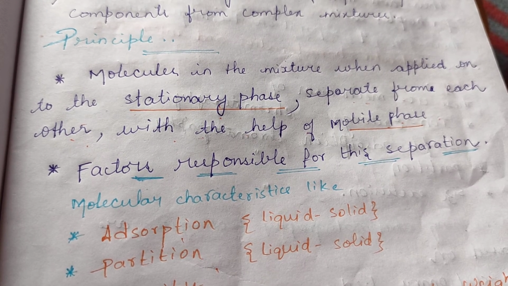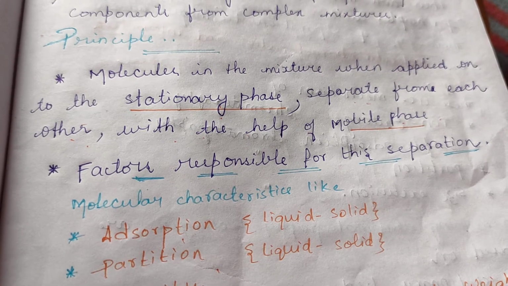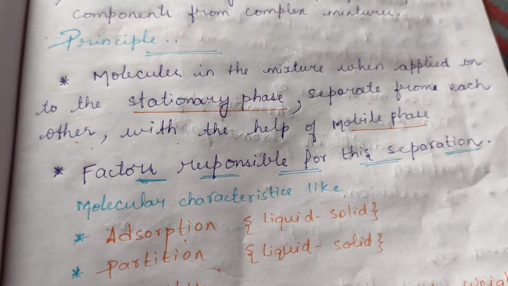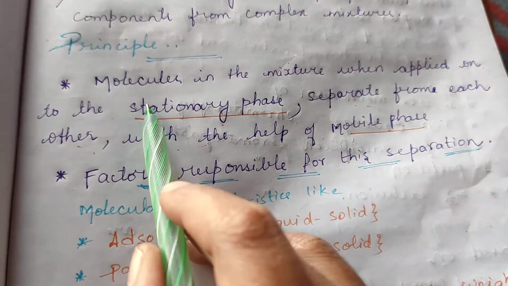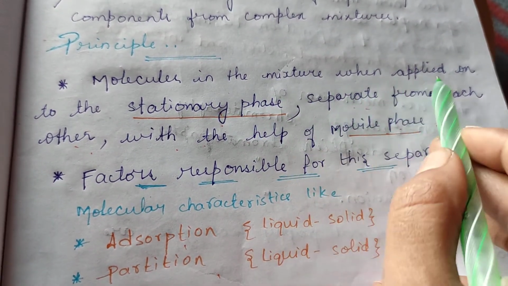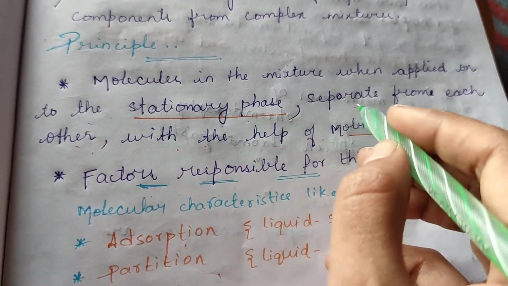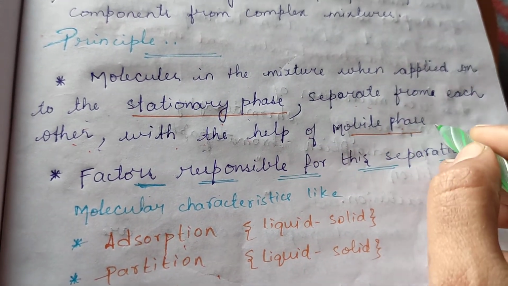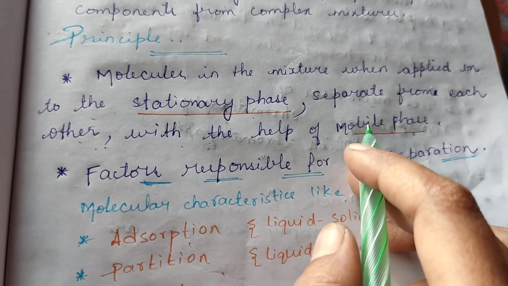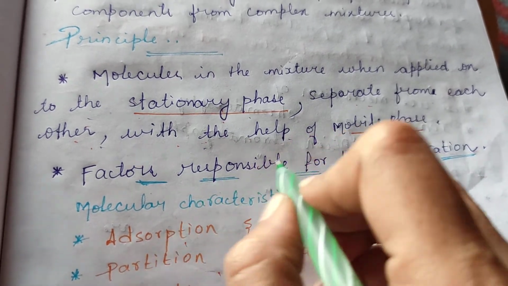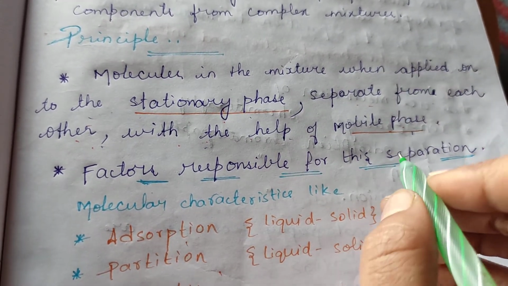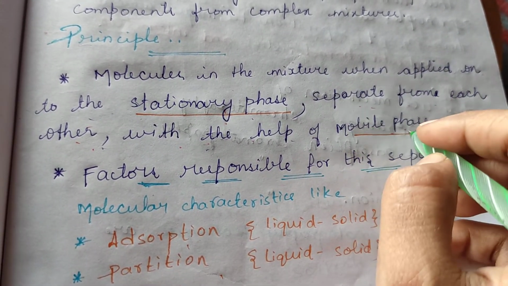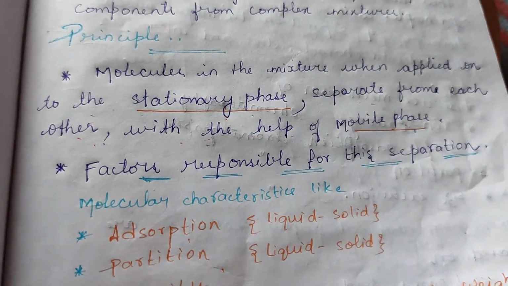In the last video we have studied the definition of chromatography. Let's see the common principle of chromatography. Molecules in a mixture, when applied on the stationary phase, separate from each other with the help of the mobile phase. It means the molecules present in the mixture, when we apply them onto the stationary phase with the help of the mobile phase, separate from each other.